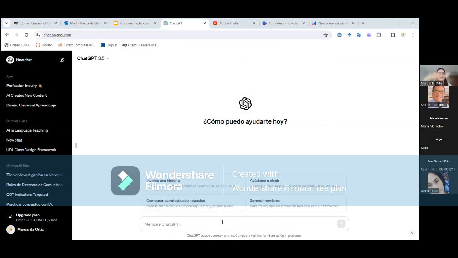You can write in Spanish, in English, in any language. And it's a very smart chat. You can talk to this machine and you can ask anything and then it's going to give you the information. So you can ask, for instance, think like a teacher, give me a lesson plan, 45 minutes, A2 level, simple past. My students are teenagers.